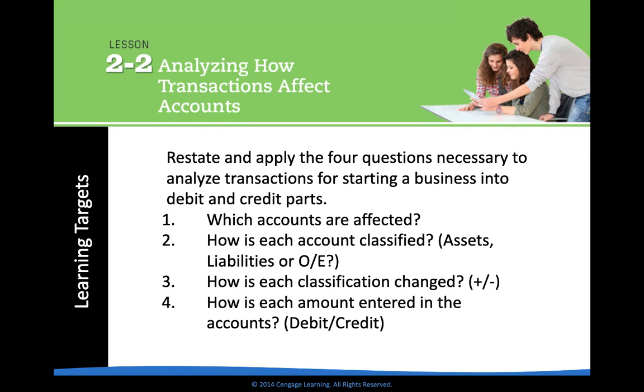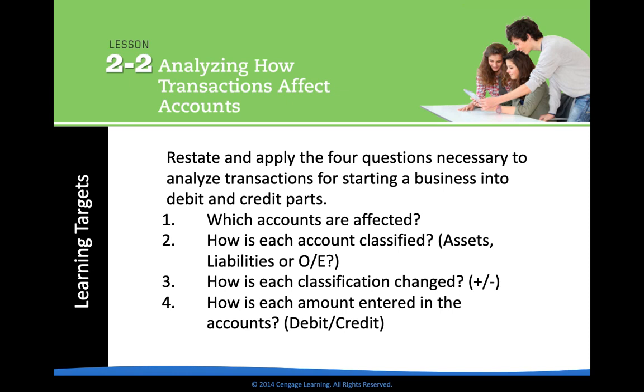Continuing on with Chapter 2, let's look at Lesson 2.2, analyzing how transactions affect accounts. A couple of things to note is that throughout Lesson 2.2 and 2.3, they're pretty much using the same exact transactions that you saw in Chapter 1. Michael Delgado invests $2,000 of his own money into his company. Michael Delgado spends cash to buy supplies, spends cash to buy prepaid insurance, and so forth.